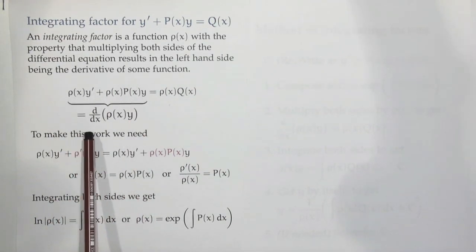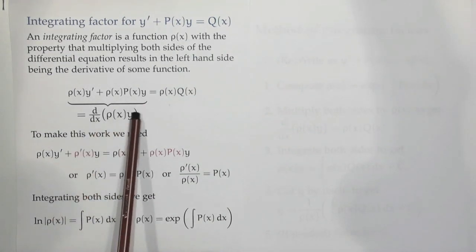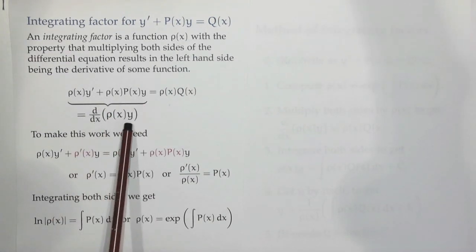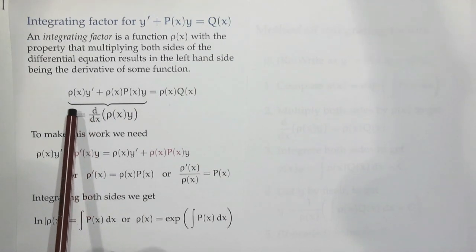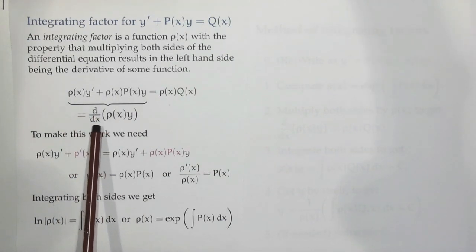In fact, it's the derivative of rho of x times y. That's what we want. That's our goal. Now we're trying to figure out what the right rho of x is. So we think to ourselves, okay, if indeed this were to be rho of x times y, and take the derivative of it, what would have to be true? We go through the steps we did before.